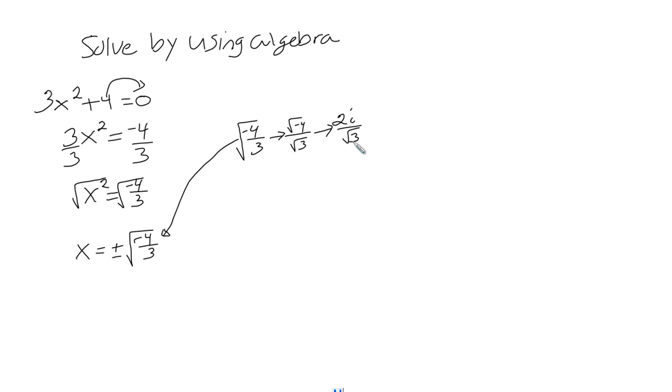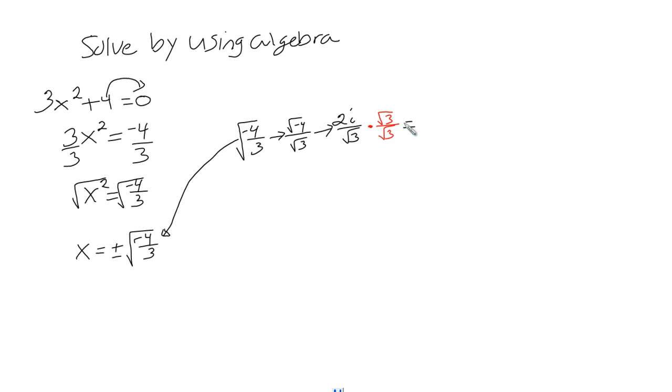Well, we're not done yet because you're not allowed to have a radical in the denominator, so we have to do what's called rationalizing the denominator. So we're going to multiply by the square root of 3 over the square root of 3. Because really that is just a magic number 1. When we multiply by that, let's see what happens.